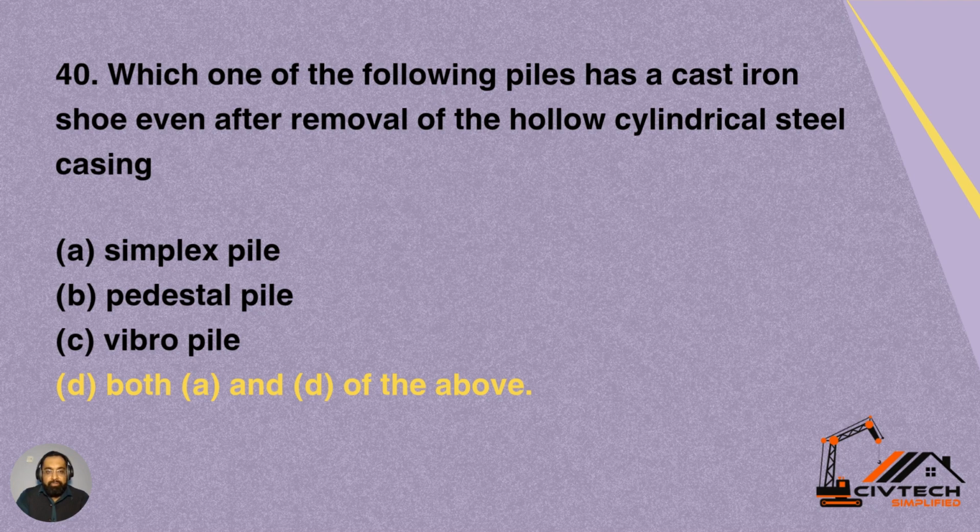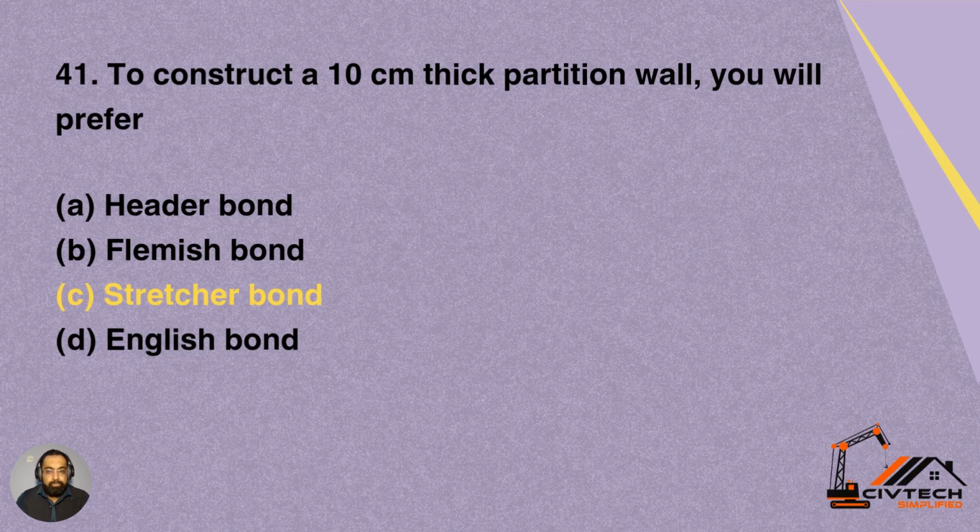Question 40. Which one of the following piles has a cast iron shoe even after removal of the hollow cylindrical steel casing? So which type of pile has a cast iron shoe even after removal of the hollow cylindrical steel casing? A. Simplex pile. B. Pedestal pile. C. Vibro pile. Option D. Both A and B of the above. So both A and B are correct. So option D is the correct answer.